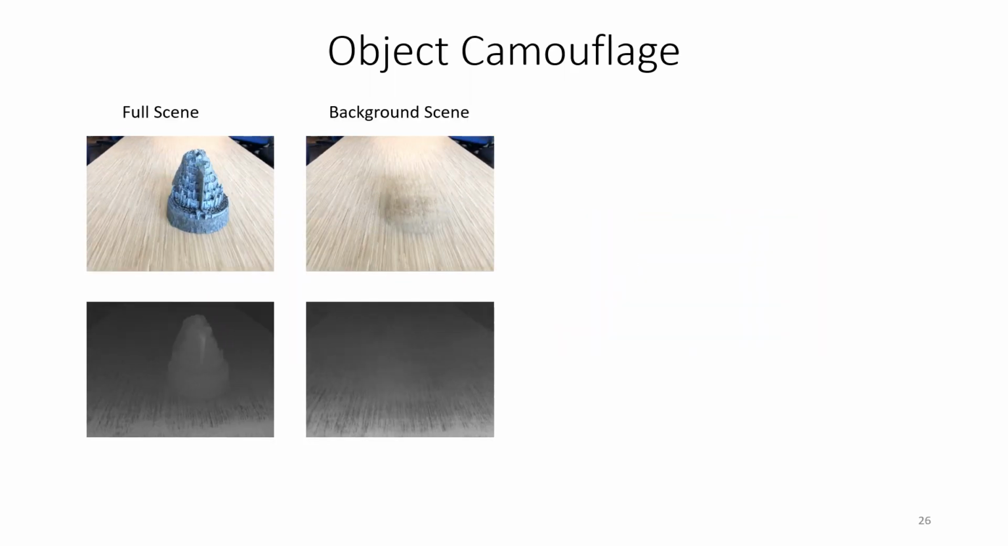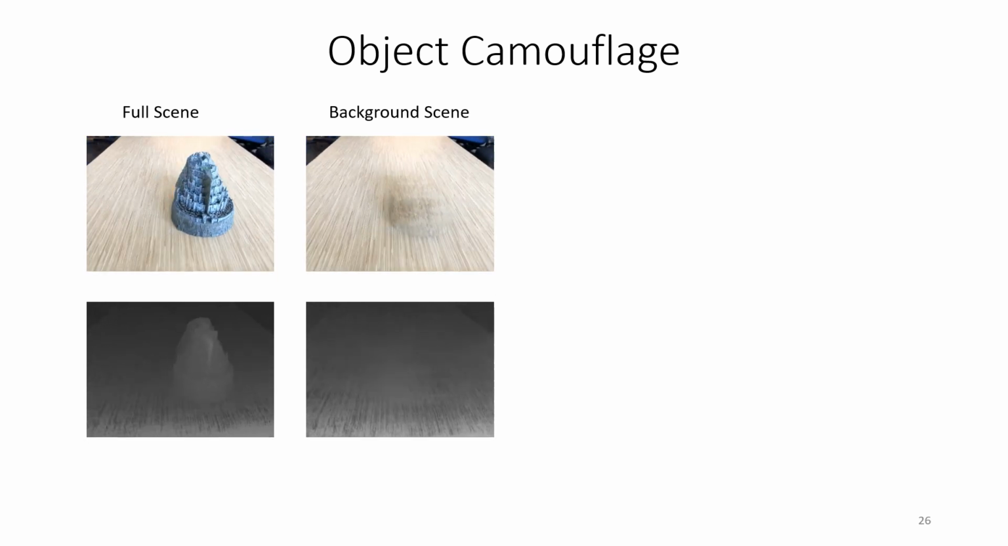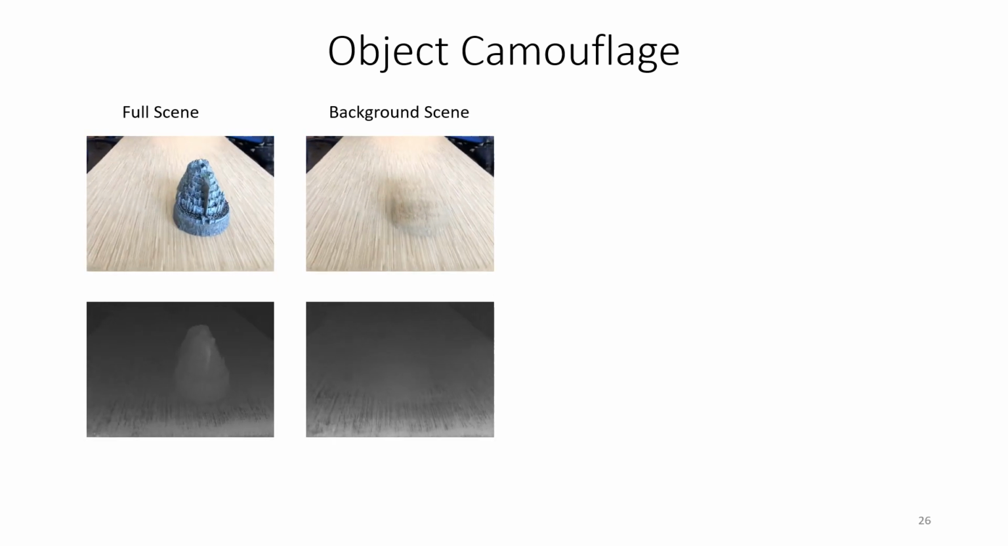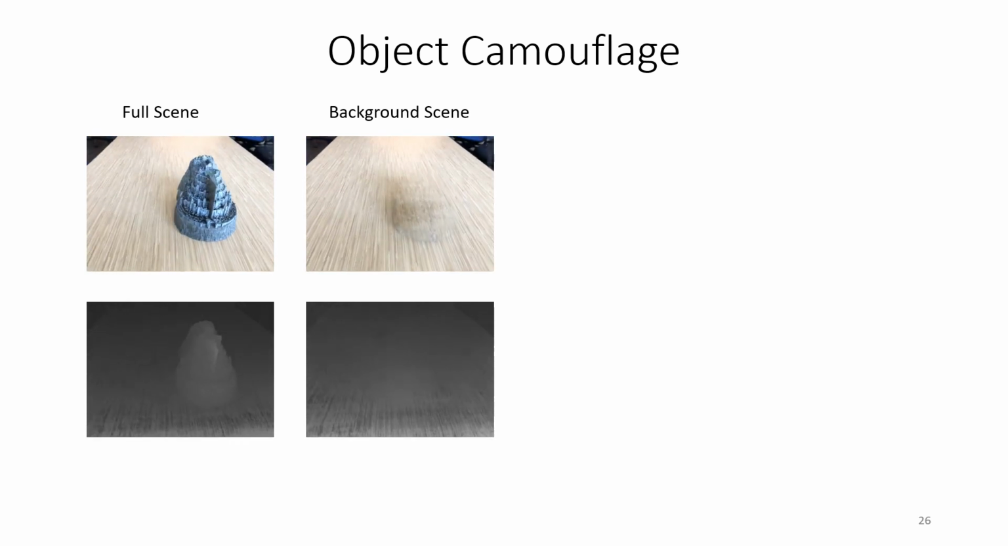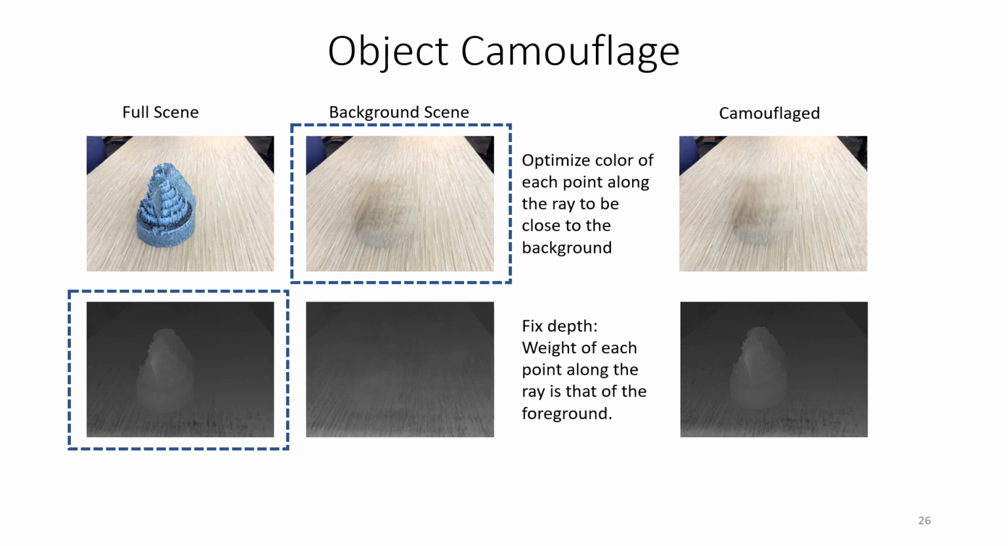We can also consider the setting of object camouflage. Let's imagine we have the full scene and the background scene with associated depth maps. Now we may want to fix the weight, that is, fixing the weight of each point along the ray to that of the foreground, while also optimizing the color of each point along the ray to that of the background. This will then give us a camouflaged object.